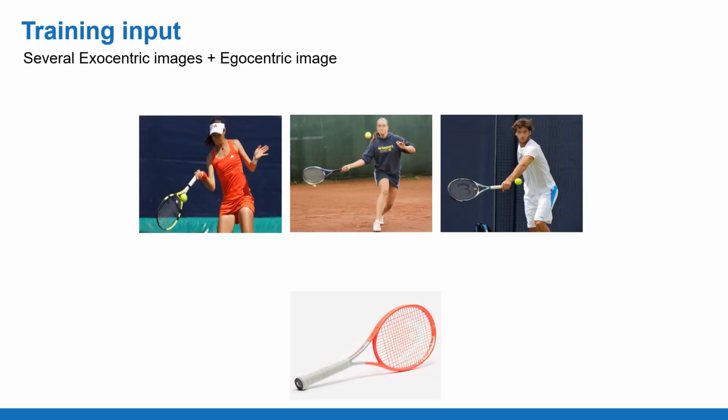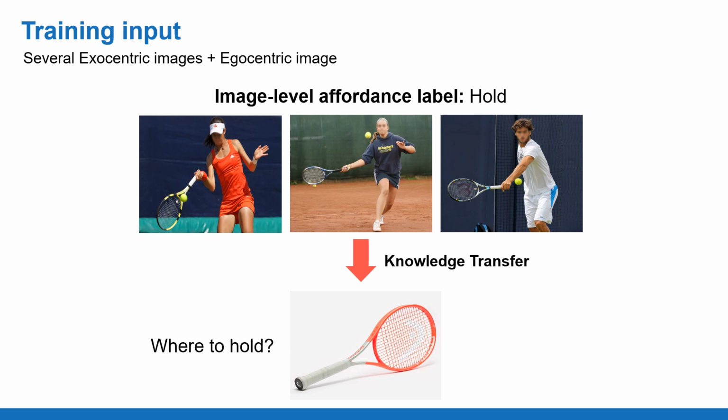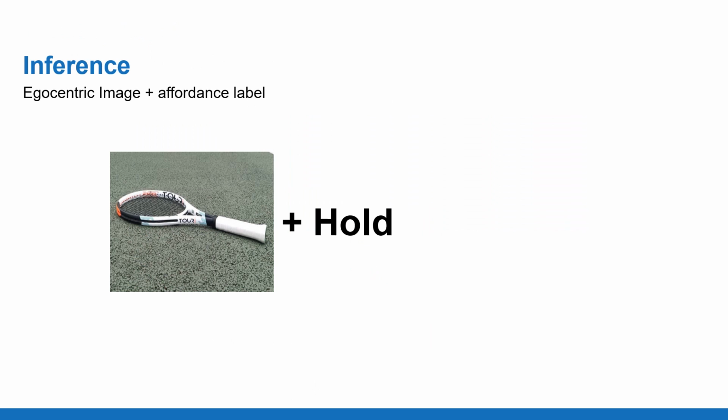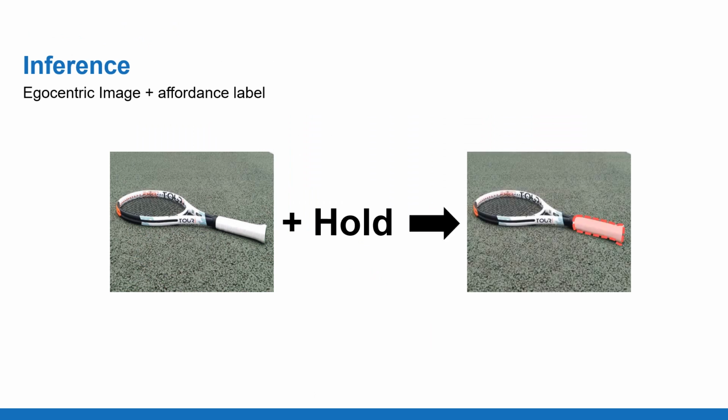Specifically, at the training stage, we input several exocentric images and one egocentric image. The problem setting is to learn where and how humans interact with objects, and then transfer the knowledge to the target egocentric image. During the learning process, only the image-level affordance label is available. At inference, given an egocentric image and an affordance label, the model needs to localize the accurate affordance region.